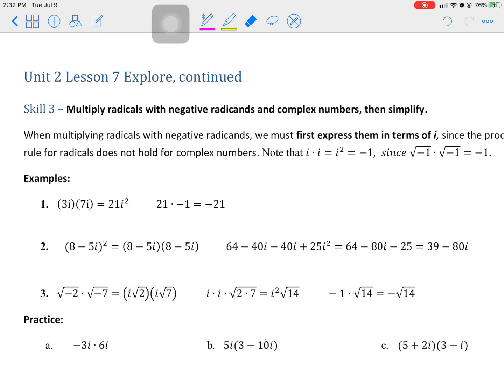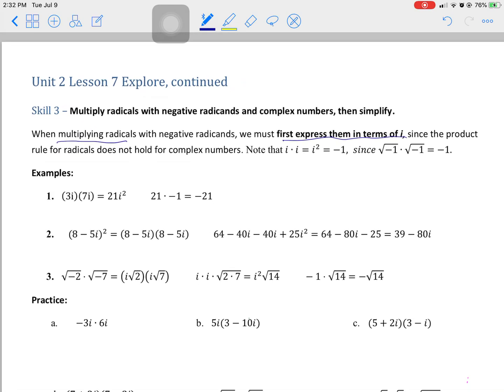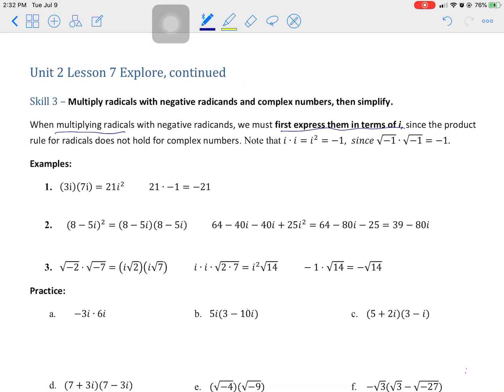All right, Unit 2, Lesson 7, Skill 3 on page 2. Multiplying radicals with negative radicands and complex numbers. Then simplify. It's very important when multiplying radicals with negative radicands, we first express them in terms of i, since the product rule for radicals doesn't hold for complex numbers.